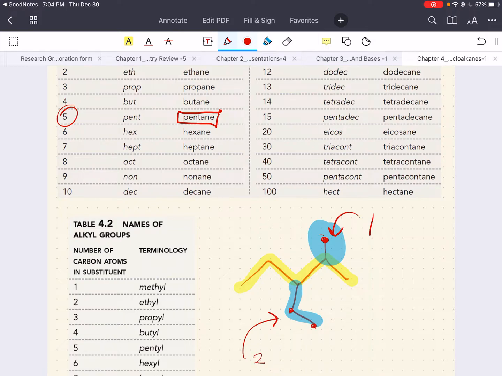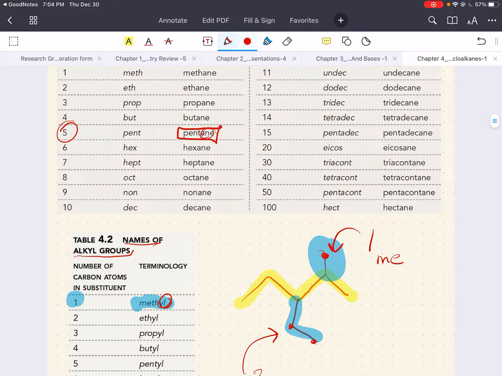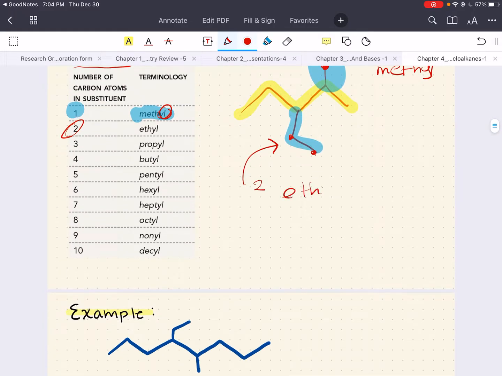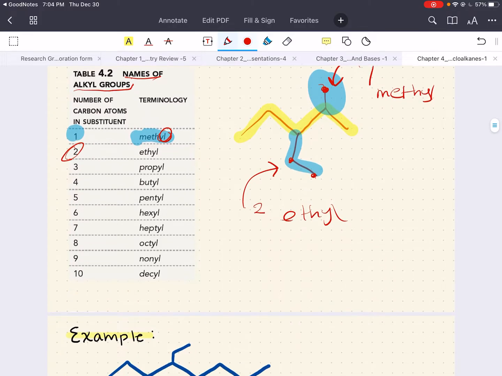In order to name substituents, we come here to this second table, name of alkyl groups. This first substituent had 1 carbon, so it gets the name methyl. Substituents have that YL we were talking about. Parent names have an ANE at the end. Substituents have a YL. Now this other substituent has 2 carbons, so it gets the name ethyl. Those are the things that we're going to do in detail with practice problems, and we're going to just jump into one right now.